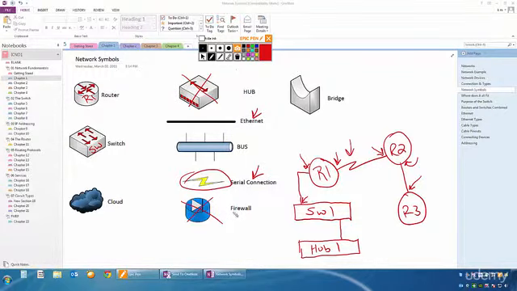Firewalls, never really in my course with CCNA. So you won't see those here. The bus, we'll talk about the bus a little bit, but we're not going to be using it.